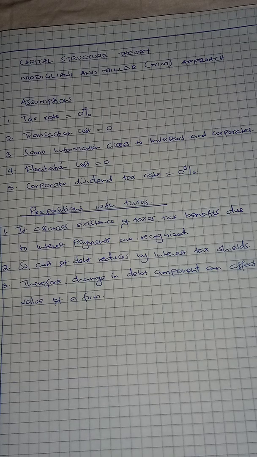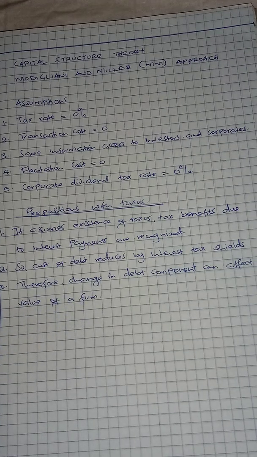The Modigliani and Miller approach is one of the modern approaches of capital structure theory. So that is the proposition with taxes. One, for it to hold, it assumes existence of taxes, and tax benefits due to the interest payments are recognized. Two, cost of debt reduces by interest tax shields. Three, therefore, change in the debt component can affect the value of a firm, right?